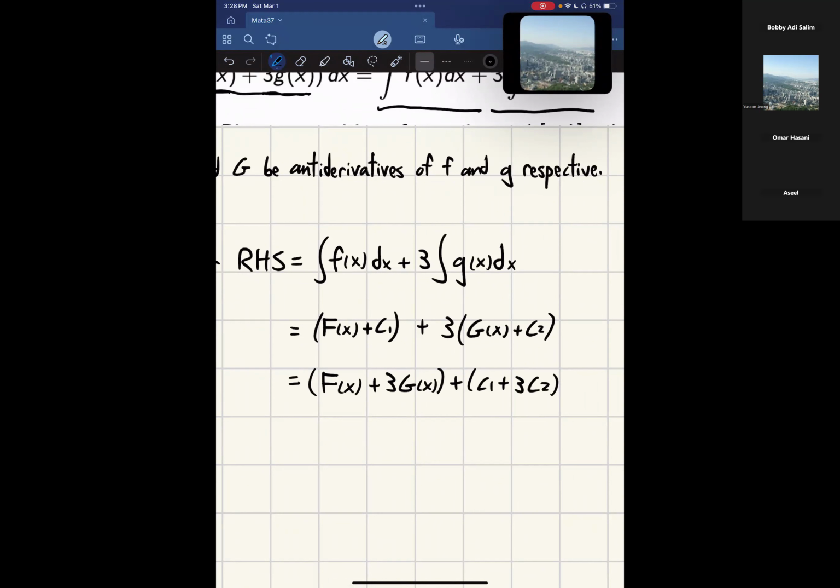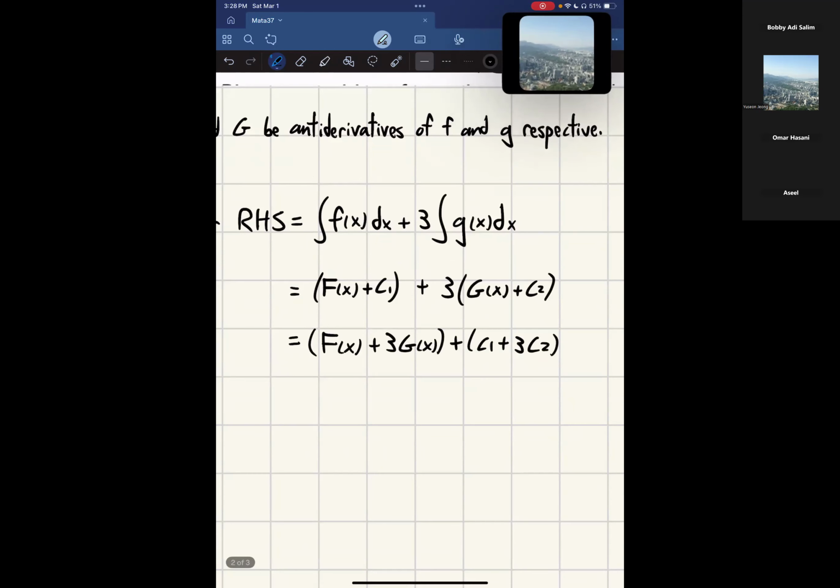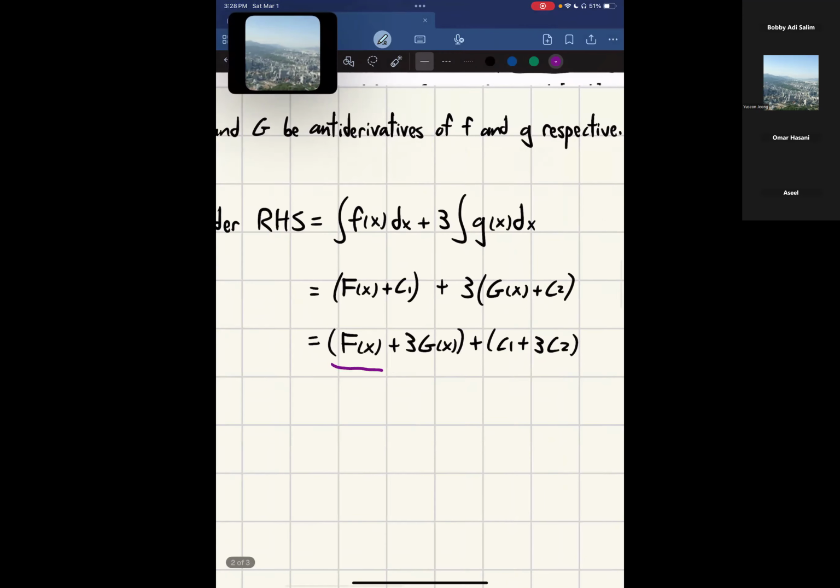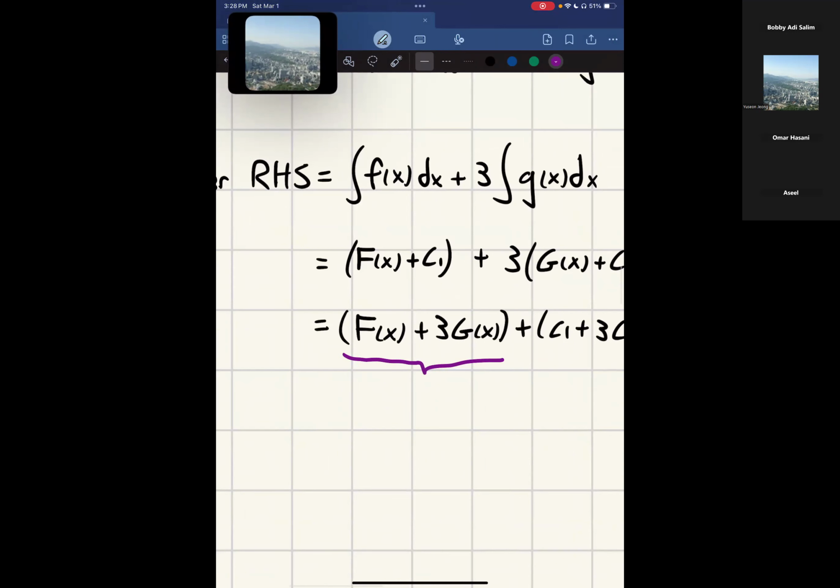Can you just let f and g be families of antiderivatives? Technically, but I think it wouldn't really show as clear a proof because we want to have a sort of plus C at the end, right? It would work if you generalize it that way. Yeah. So now that we get to this point, we know that this thing is the antiderivative of little f plus 3 times little g. We know that it needs its own plus C though.